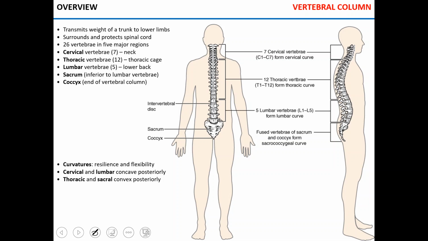7 cervical, 12 thoracic, 5 lumbar, and there are, it should be 24 major, of course. These are not vertebrae, this sacrum and coccyx. It's 24 vertebrae, sacrum and coccyx. Yes, miscalculated.